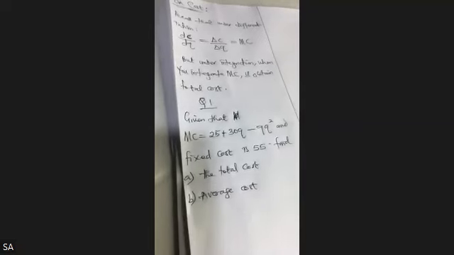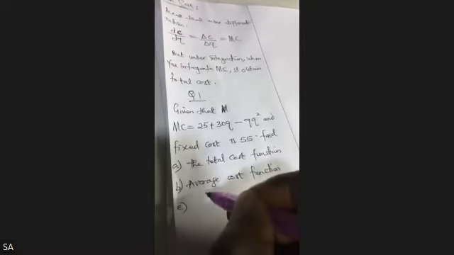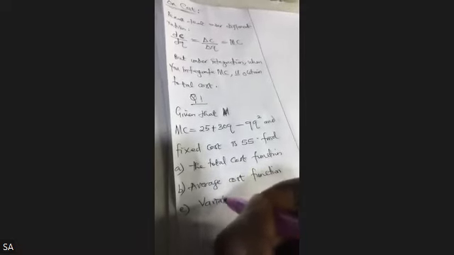B, find the average cost. C, variable cost function. All of this is functional. This is the total cost function, this is the average cost function, and then the variable cost function. They are all functions. So what do you do? Solution.